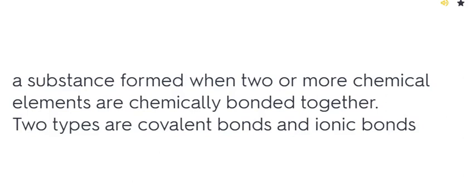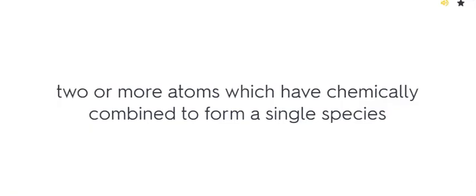Compounds: a substance formed when two or more chemical elements are chemically bonded together. Two types are covalent bonds and ionic bonds. Molecule: two or more atoms which have chemically combined to form a single species.